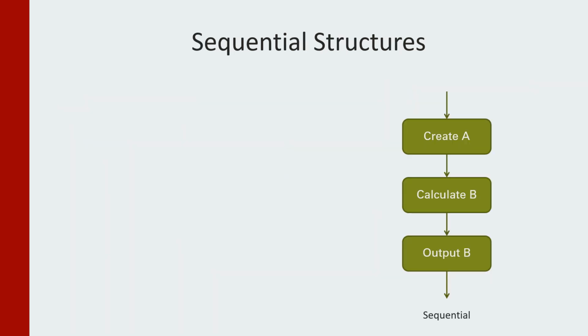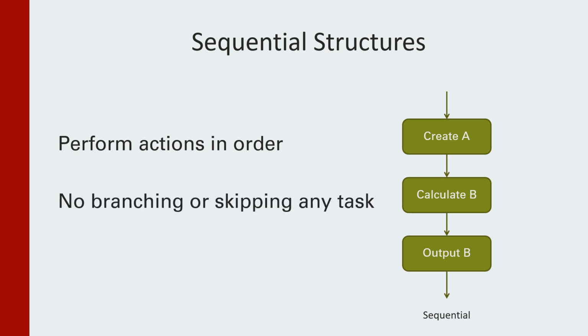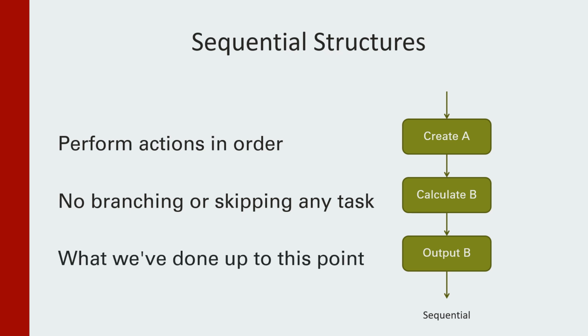So far with coding, you can think about it as a sequential structure, just going line by line, step by step. We perform these actions in order. Create A, calculate B, output B. And there really hasn't been very much branching or skipping of any task, except with maybe if-else statements. And so that's all we've done.